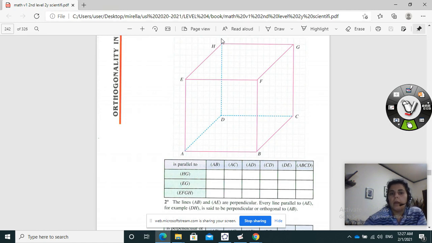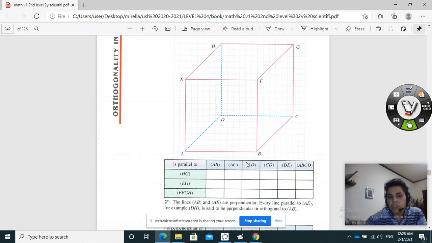I'll tell you why. Because HG is parallel to EF. It's a square. EF is parallel to AB, it's a square. It's a common parallel. And if two lines are parallel to the same line, then they are parallel. So yes, they are parallel. So here, yes. HG and AC, are those parallel? No. Because AC is a diagonal. AC is parallel to EG and EG is not parallel to HG.